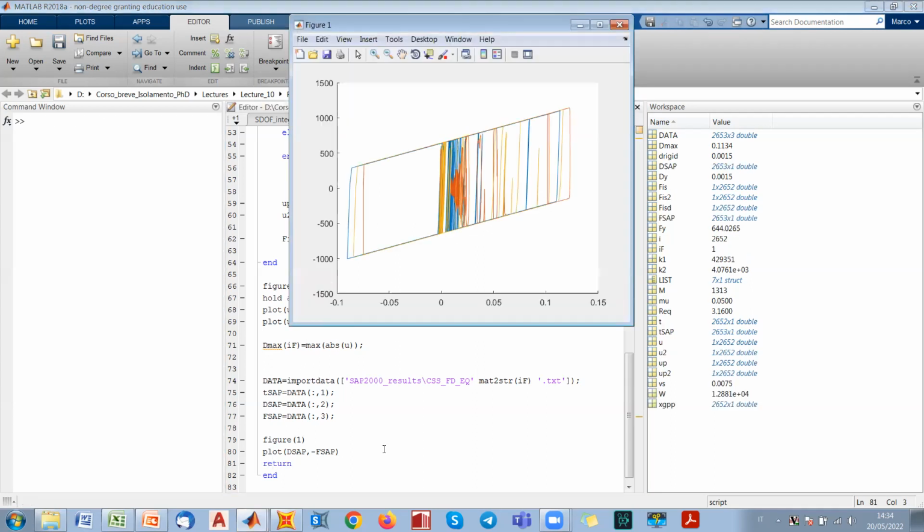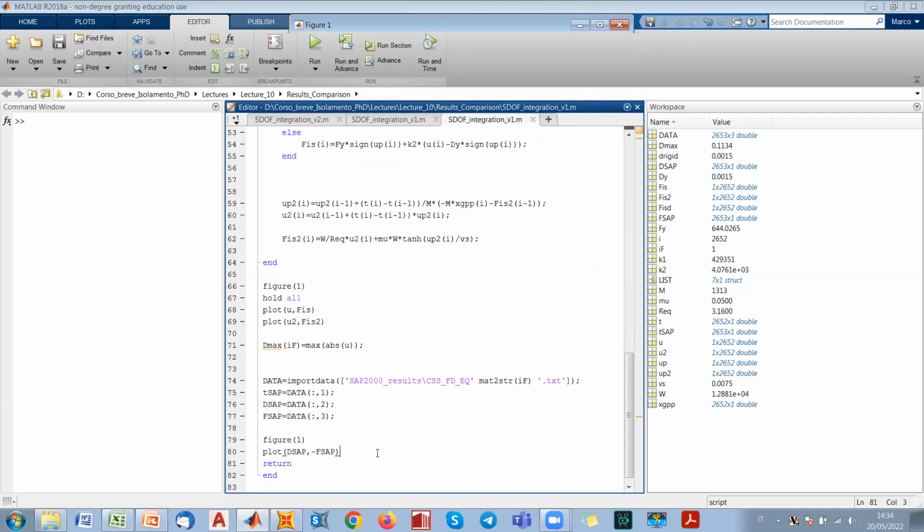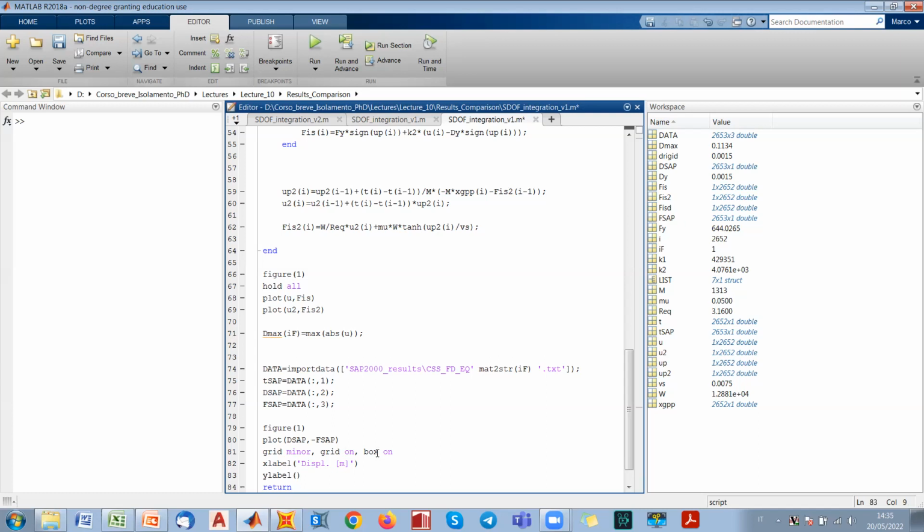Okay, so let's also add a legend just to be consistent, and then also the grid. Then also the name of the label. And finally, the Y label. Okay, and then the legend. We have 3 plots. This is sub 2000. This is the hyperbolic tangent, and this is elastoplastic with the hardening, let's say.